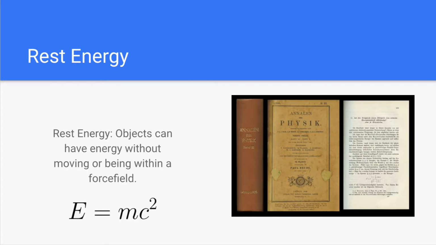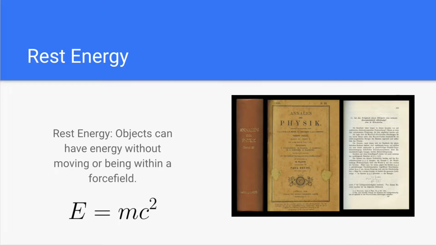In 1905, Einstein published "Does the Inertia of a Body Depend Upon Its Energy Content?", where he derived the relationship between energy and mass using special relativity. In the paper, he proved that objects have energy due to their mass even if at rest and in no force field. We call this energy the rest energy.